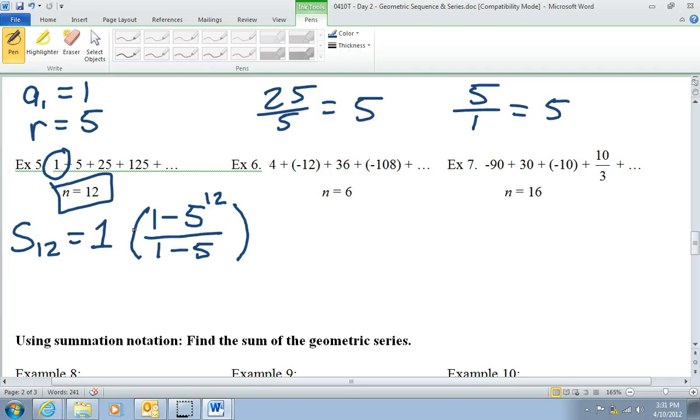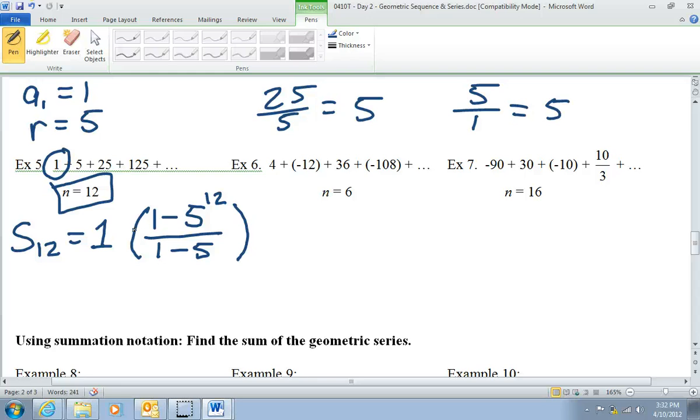Let me see you type it into your calculator now. Go. Okay, I should see it on everybody's calculator. Come on, practice. Reinforcement, brother. Right now we're just typing that formula into the calculator. It's a big number. S12 equals 1, blah, blah, blah.